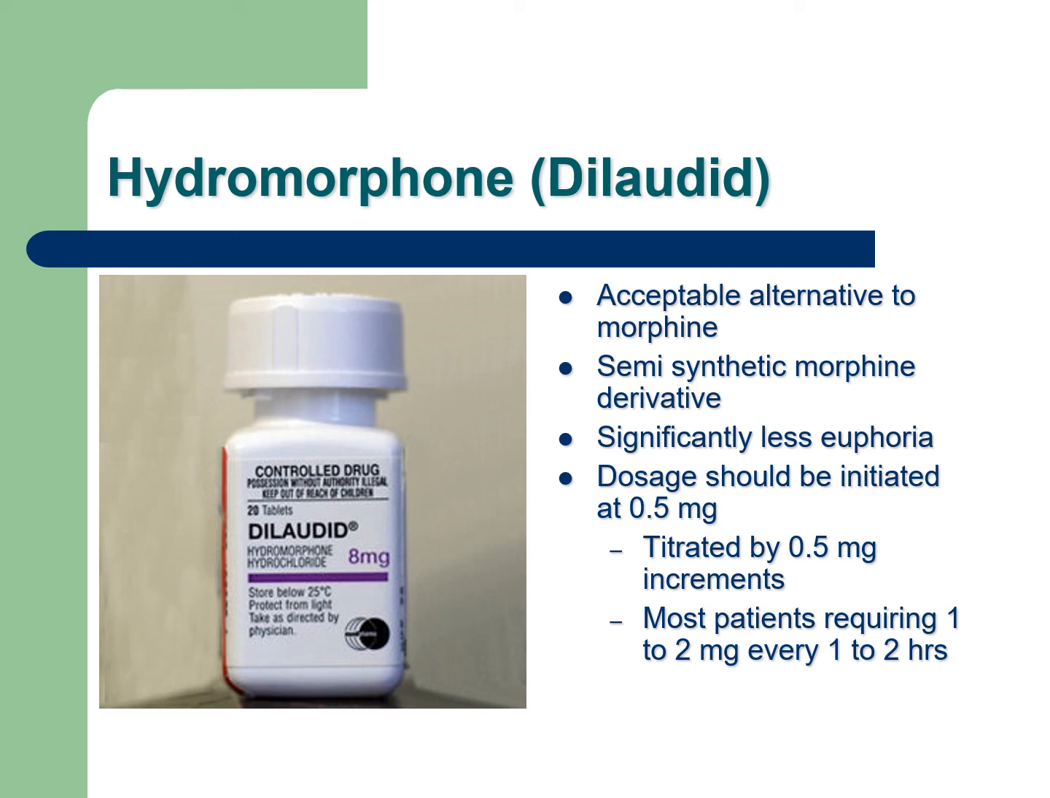Hydromorphone can be used to provide analgesia for patients who do not respond to normal opioid doses. It is definitely an acceptable alternative to morphine. It has less euphoria than morphine, and the dosages should be titrated at 0.5 milligrams, and typically you might have to give a new dose every 1 to 2 hours.